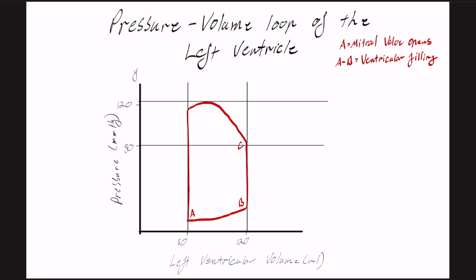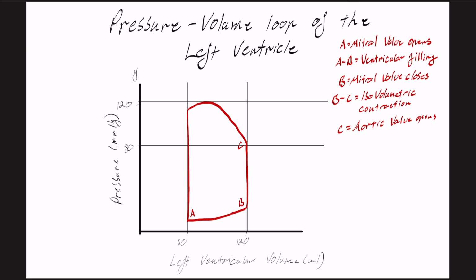You can see that pressure slowly builds up as the ventricle fills, and it will get to a point where the ventricle begins to contract. So the mitral valve closes at point B, and B to C represents isovolumetric contraction. Essentially volume doesn't change, and pressure is building up during contraction. And then at C, the aortic valve opens, which marks the start of systolic ejection.